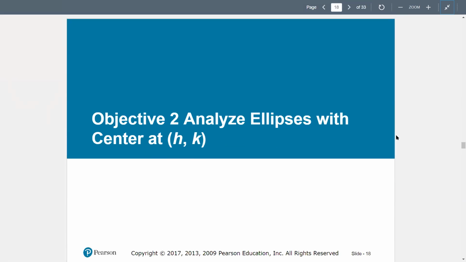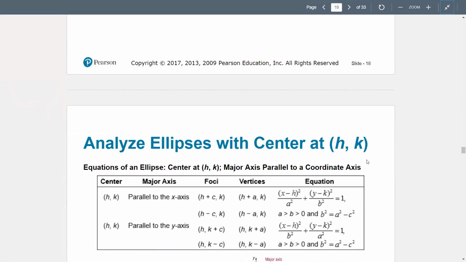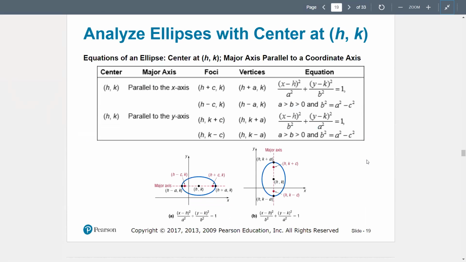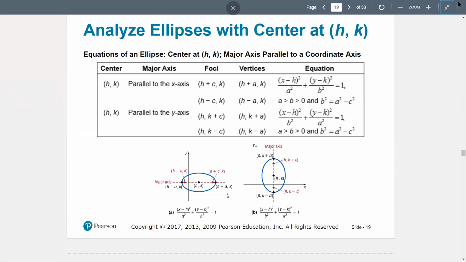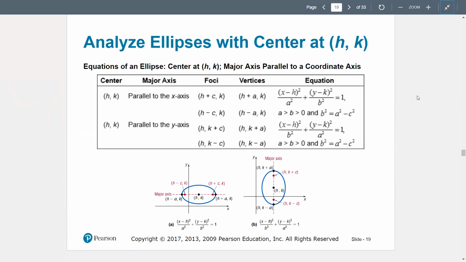All right, that's basically how easy it is for ellipses at the center or the origin. I would write this table down. I can guarantee you'll have questions on it from Pearson. Recently, they've liked to ask a whole bunch of definition-based questions.